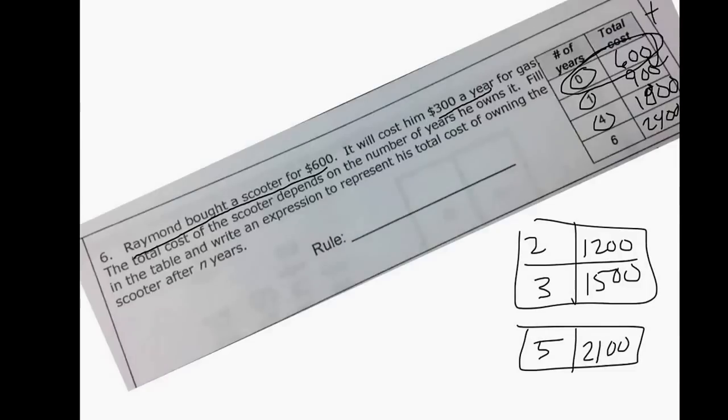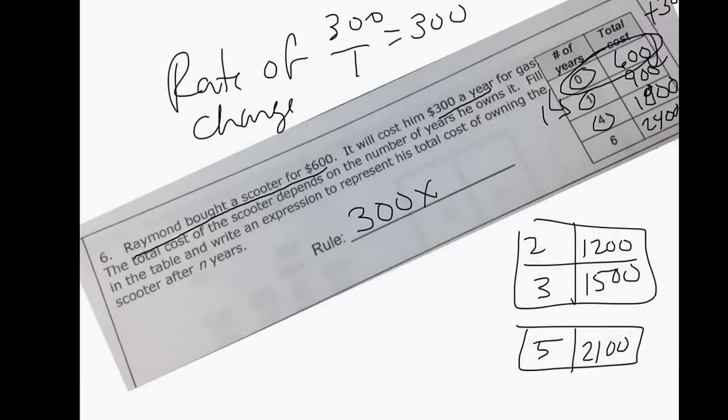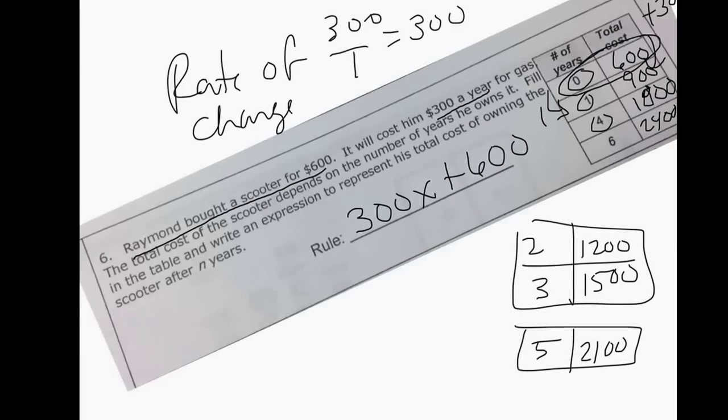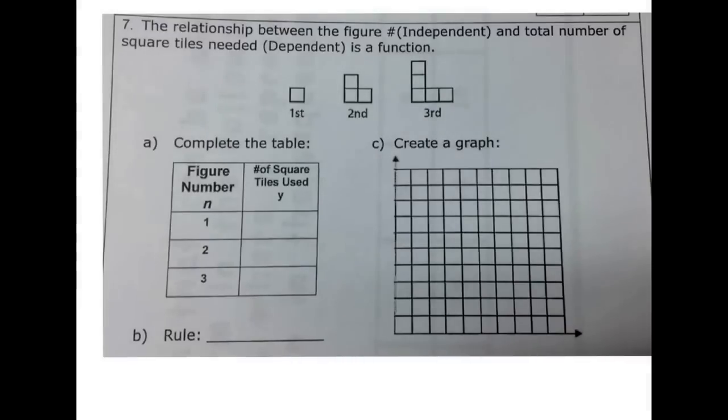This goes up 300. This goes up 1. So our rate of change is 300 over 1, which is 300. So our rate of change is 300 times our x plus our starting value is 300x plus 600. And these numbers are represented here. We could have done this without the table, but we were just showing you how you could work backwards through the table. Alright, here we have a picture pattern.